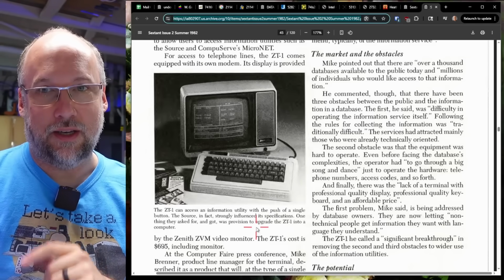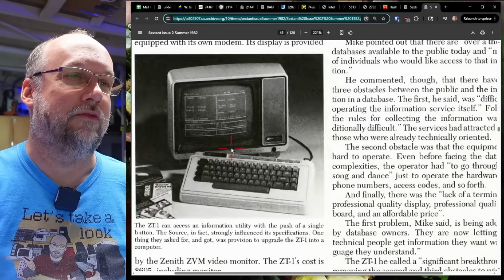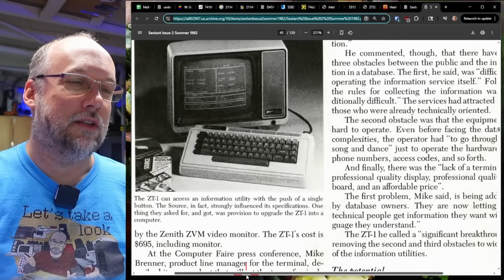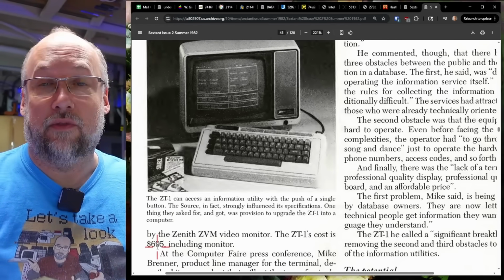Now it appears when the ZT-1 launched, it actually bundled the Zenith ZVM-121 monitor, which is what we see in the photograph here. And it looks like the cost with the computer and the monitor was $695, and this would have been in the summer of 1982.